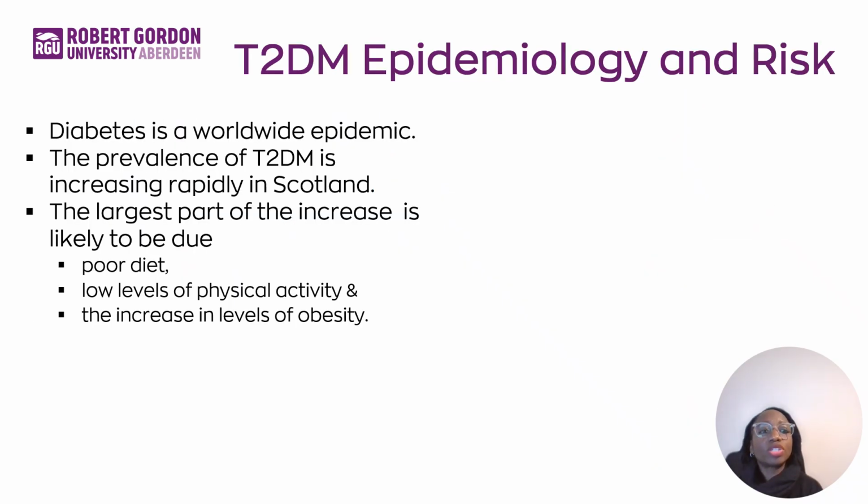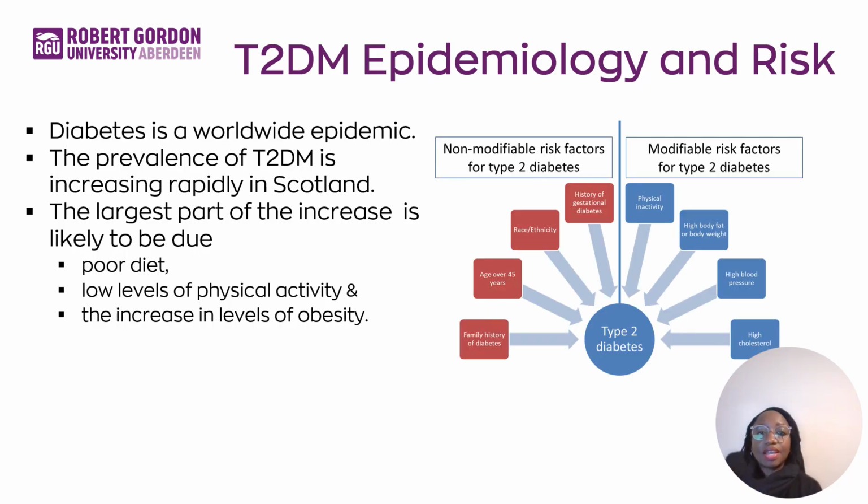so worldwide, diabetes is an epidemic, and the prevalence of type 2 diabetes is increasing rapidly, even in Scotland. The largest part of the increase is likely due to poor diet, low levels of physical activity, and increased levels of obesity. Okay, and here I've included the risk factors for type 2 diabetes.